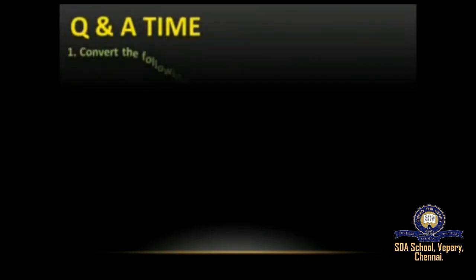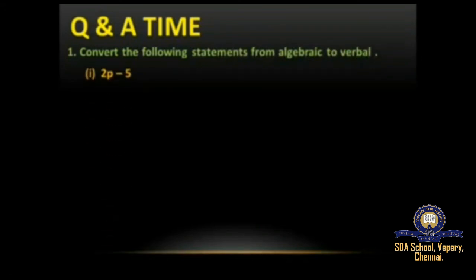That's it, students. So now it's time for question and answer. So the first one is, you're going to convert the following statements from algebraic to verbal. Okay, so the first one is 2p minus 5. So how do you write this? Yes, very good. It is 5 less than 2 times p. And the second one is x minus 16. So how do you write this in verbal statement? Yes, it is x is reduced by 16.